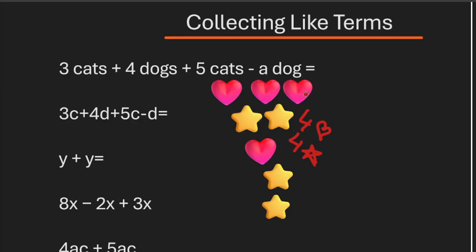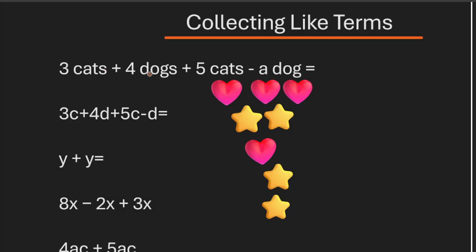Why do we specifically add these 3 to this one? Why didn't we add these 3 to these 2 stars here? Because they are not alike, they are not the same thing. So we added the hearts together and we added the stars together, and that's exactly collecting like terms. So let's look at this question up there.